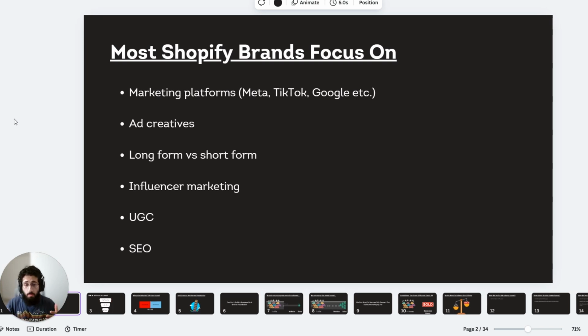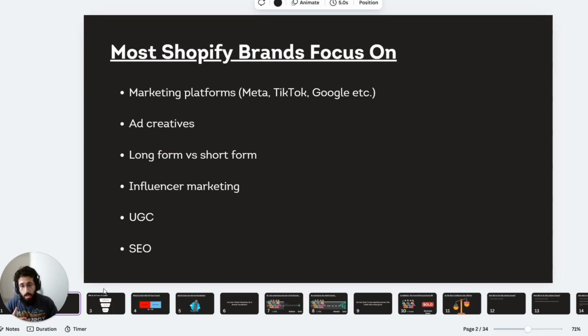They're focusing on influencer marketing because paid ads are expensive and don't always produce the best results. And then that leads on to UGC content. And then at some point when all of that isn't going well, they start focusing on SEO as well. And that's a very common process. Most brands are focusing on this stuff.